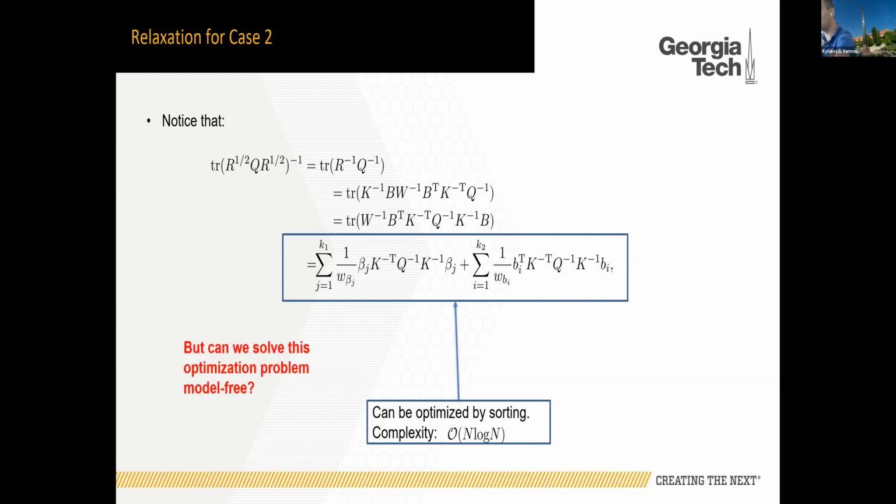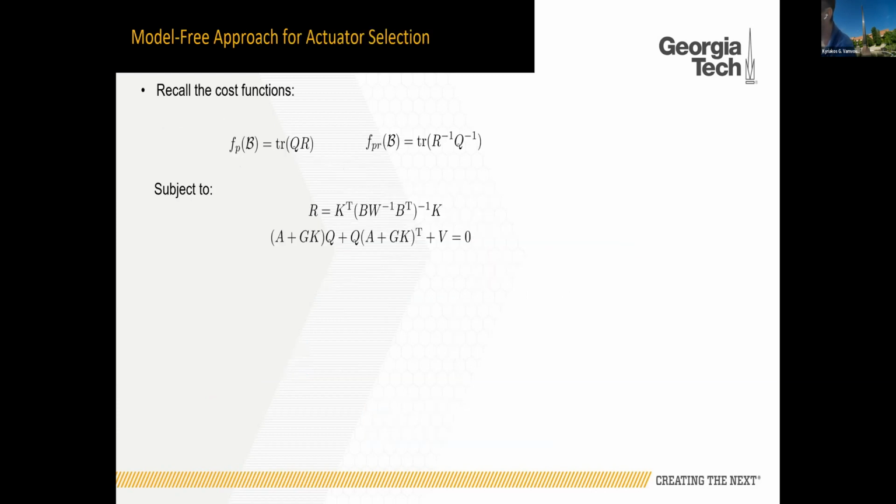But can we solve this optimization problem by using learning-based techniques in a model-free way? Let's see what we can do. Recall that the cost functions I have are the trace of QR and the trace of R inverse Q inverse, subject to these Lyapunov equations.